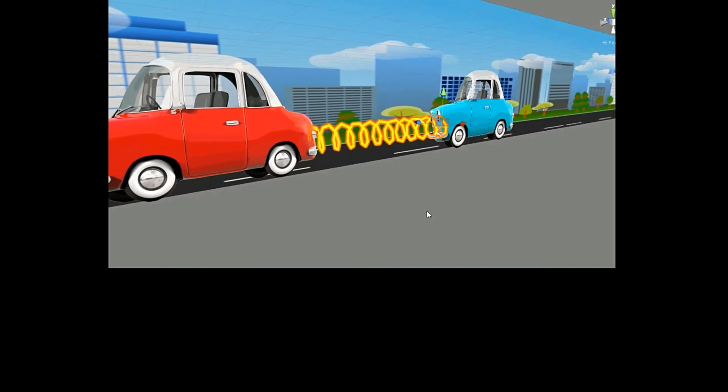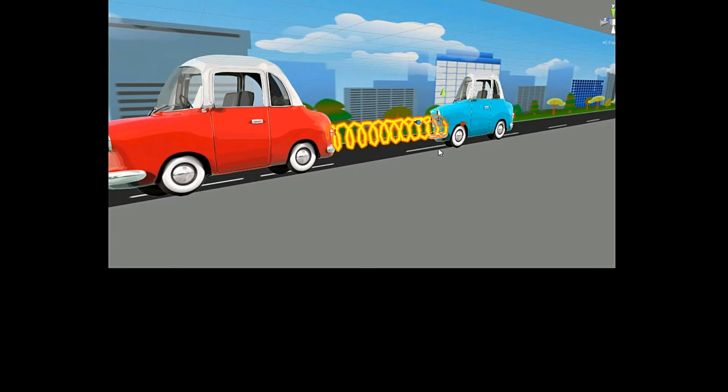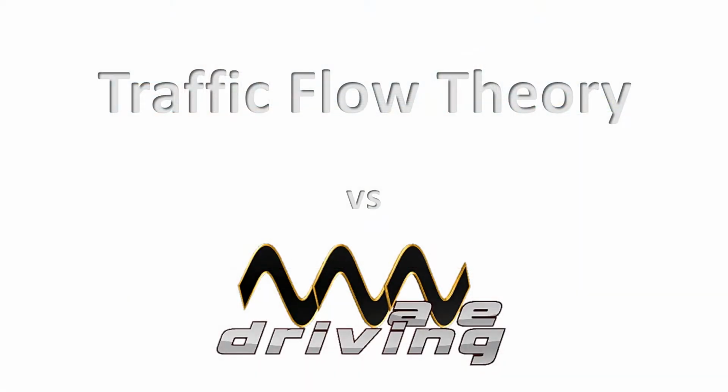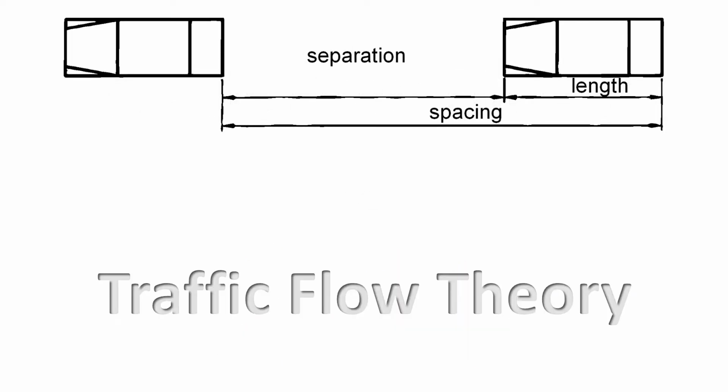Let's analyze the car following process. One vehicle follows another in the same lane. It can be interpreted in multiple ways. Here we are going to compare two. The first approach is known as traffic flow theory.